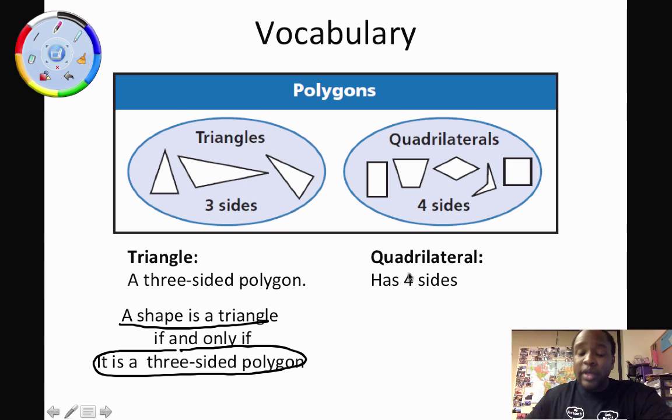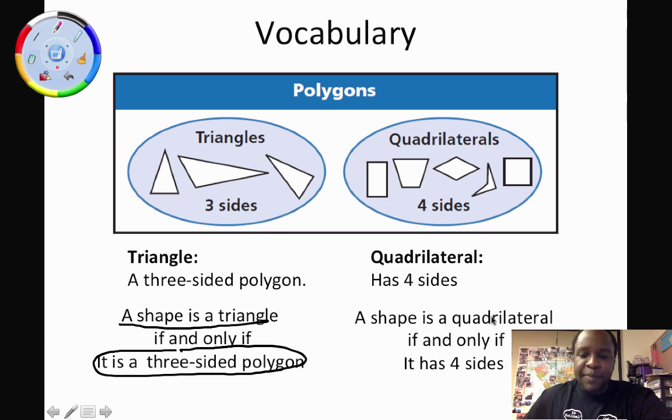Whereas this quadrilateral, we can still write a biconditional statement. A shape is a quadrilateral if and only if it has four sides. And you might be saying, well, it works both ways. If a shape is a quadrilateral, it has four sides. If it has four sides, a shape is a quadrilateral. But it's not quite specific because a triangular pyramid has four sides. The three sides here and then one on the base. And so that could be a counterexample to this not as specific definition.